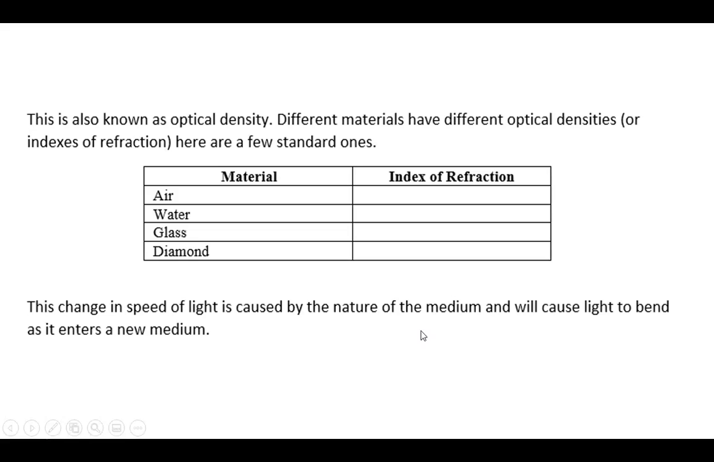Okay, so we have different indexes of refraction. Air is 1.0, water is 1.33, glass 1.50, and diamond is 2.42. It kind of looks like a 9 there, but that should be a 4. 2.42.